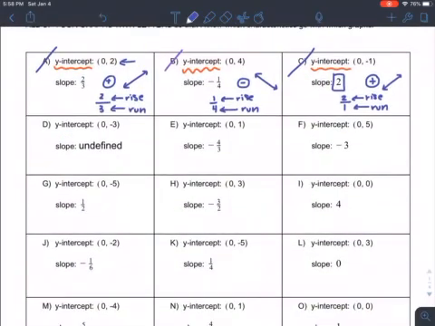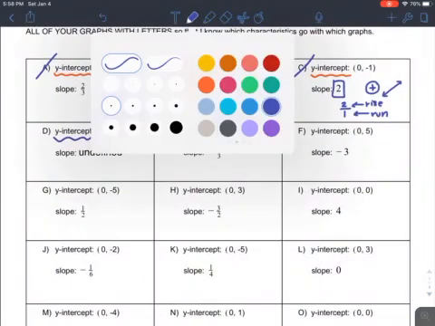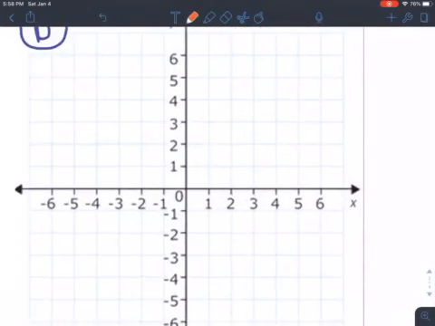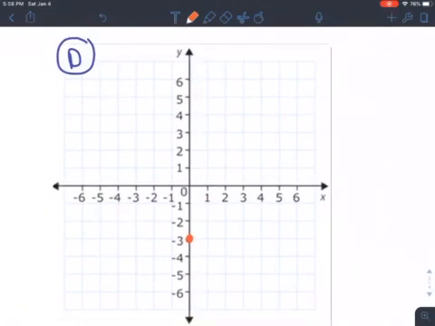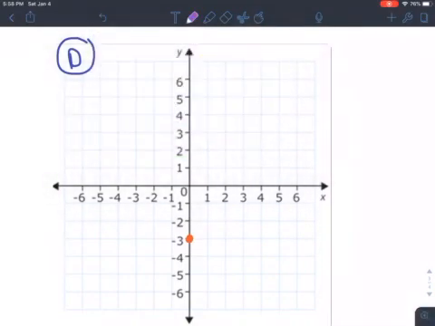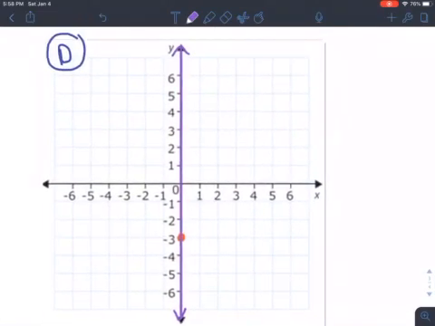Okay, so when I say I want an undefined slope, my y-intercept's 0, -3. So on graph D, I have 0, -3. So that's down 3 units on the y-axis to get my y-intercept. And then I have a line that has an undefined slope. So I actually don't really need to draw any other points. I just need a vertical line, a line that goes straight up and down, and it has to go through my y-intercept. So that line's actually the exact same as the y-axis. So it's just going to go on top of that y-axis. That gives me a vertical line with a y-intercept of 0, -3.